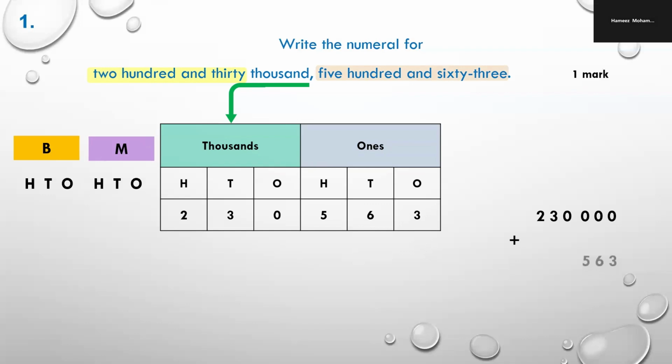Or we could look at it separately, 230,000 and 563. And if we do the basic addition here, we can easily see that is going to give us the 3 ones, 6 tens, 5 hundreds, 0 thousands, 3 tens of thousands: 230,563.